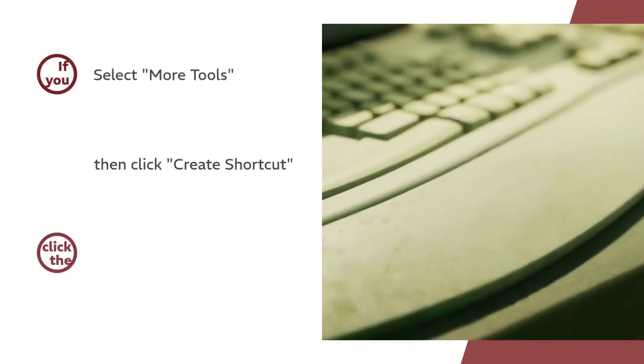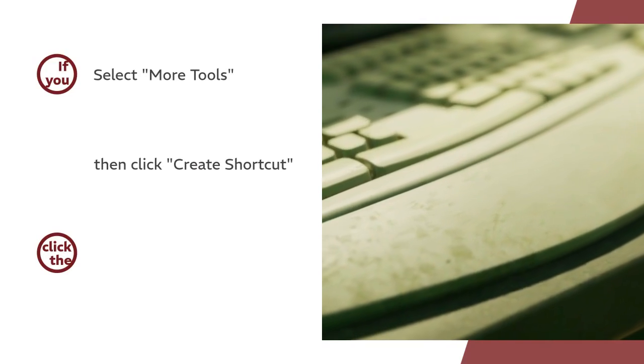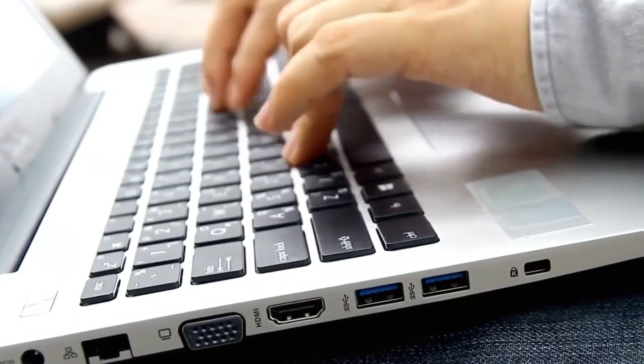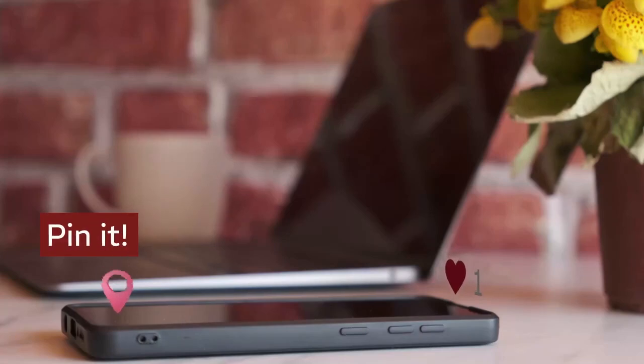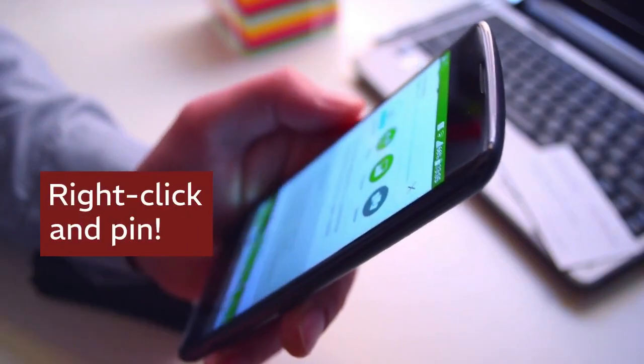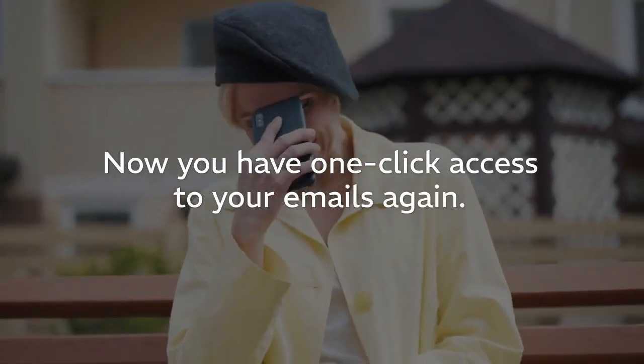If you use Google Chrome, click the three dots in the corner. Select More Tools and then click Create Shortcut. This puts the icon right on your desktop for easy clicking. You can also pin this shortcut to your taskbar at the bottom of the screen. Right-click the icon and choose Pin to Taskbar. Now you have one-click access to your emails again.